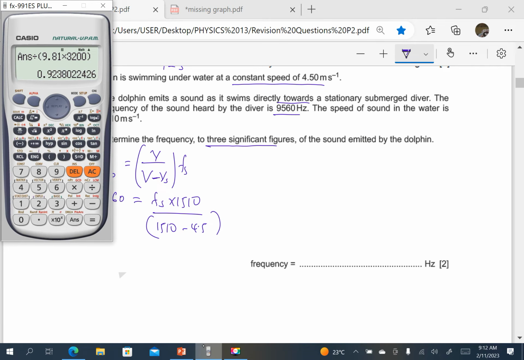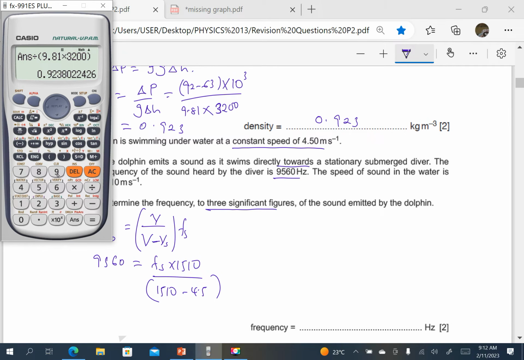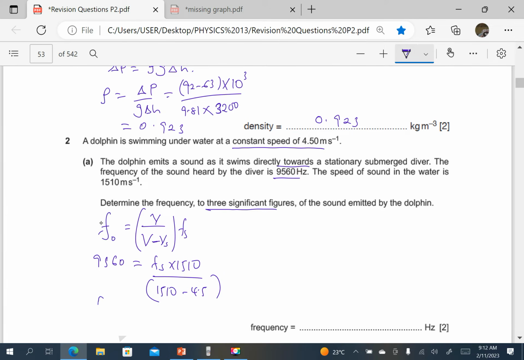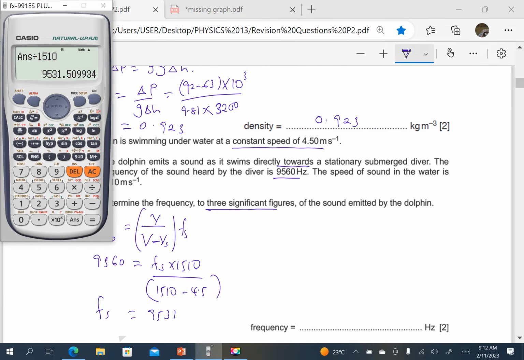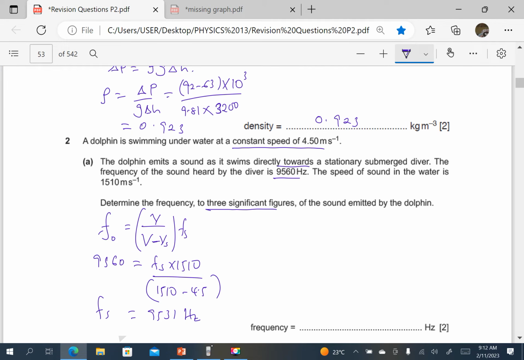So we just cross multiply. 9560 times open brackets 1510 minus 4.5, then divide by 1510. Because they wanted three significant figures, that would be 9530. So fs is equal to 9531, which is approximately 9530.